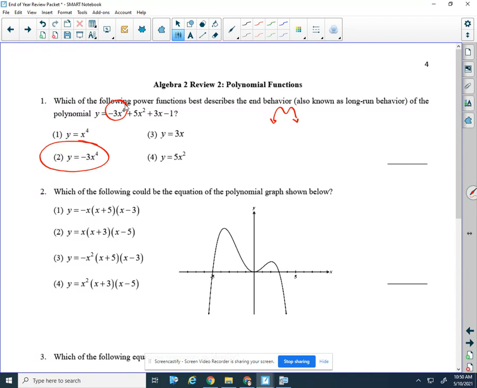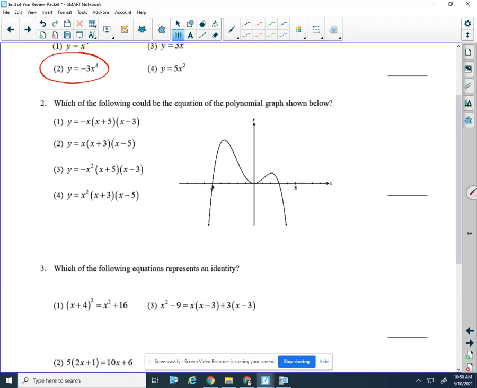Number 2, which of the following could be the equation of the polynomial graph shown below? So again, if you look at your arrows, they're pointing down. So we need to start with something that has a negative coefficient. There and there. Now, that means I can cross off 2 and 4.